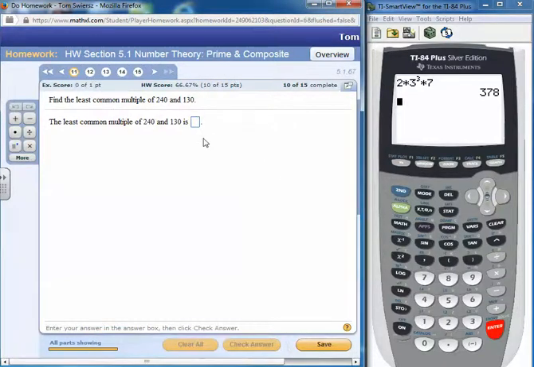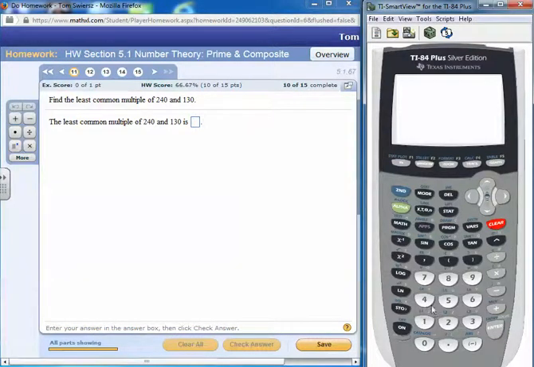Find the least common multiple of 240 and 130. Again, we can go ahead and do math, numbers, and actually scroll down to number 8, LCM, and 240, comma 130, and we get 3,120.